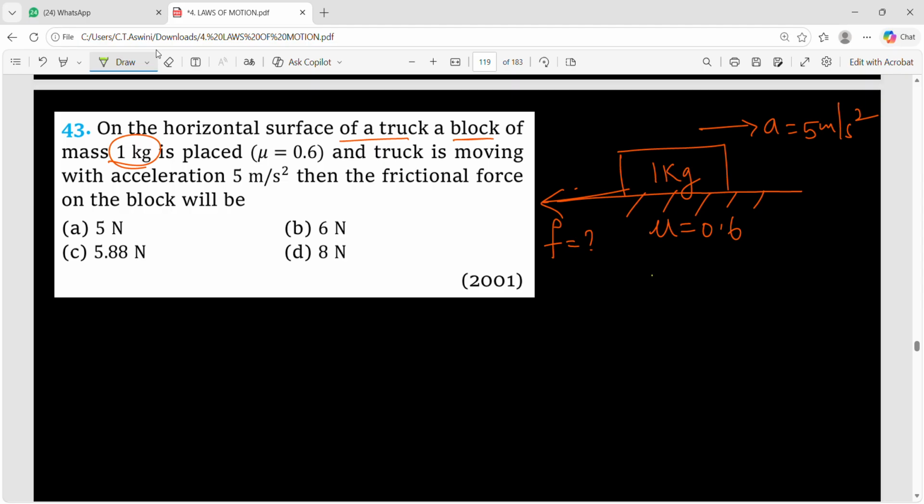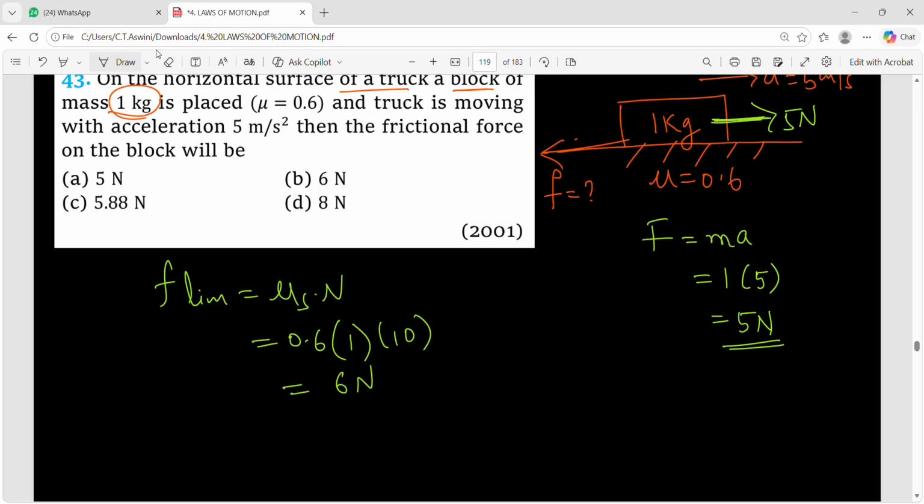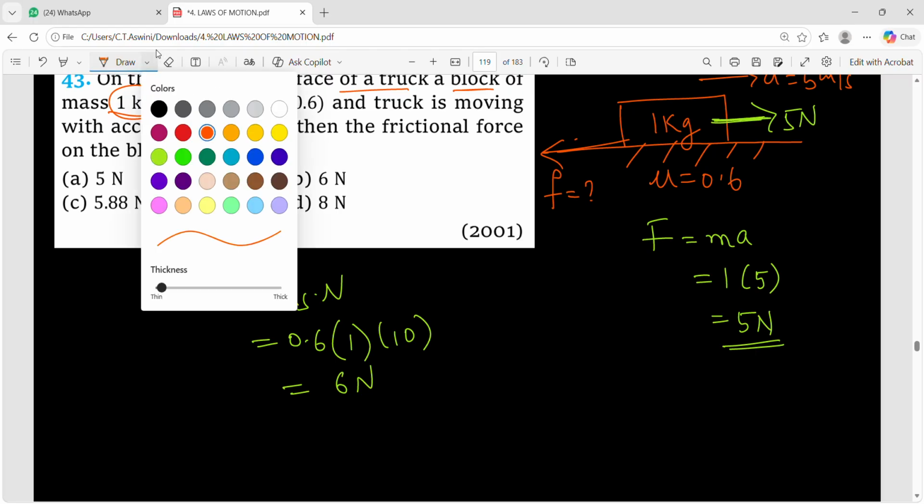Now, the truck is moving forward with acceleration, right? That means first of all, find out the external force. How much is that? M into A. Mass is 1 kg, acceleration is 5. That means the applied force acting on the block is 5 newtons. And find out F limiting now. What is F limiting? Mu s into N. Mu s is 0.6. N is nothing but M into G, so 1 into G value 10. You'll get 6 newtons. That means the applied force is 5 newtons.